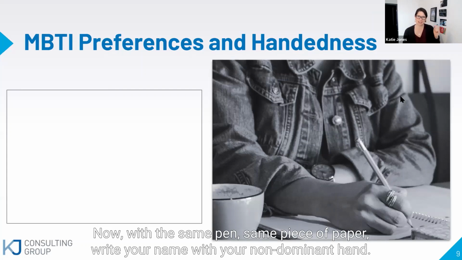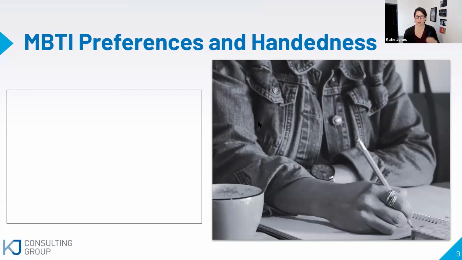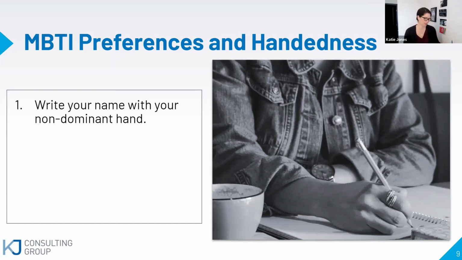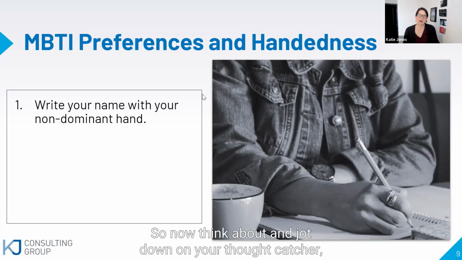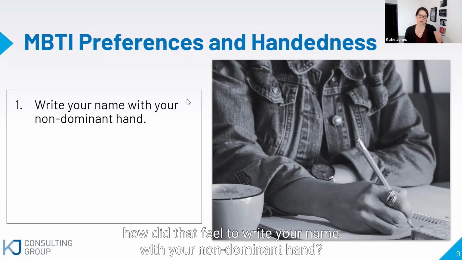Now, same pen, same piece of paper, and write your name with your non-dominant hand. So I'm right-handed, I'm going to write my name with my left hand. Might have taken a little bit longer. So now think about and jot down on your thought catcher, how did that feel to write your name with your non-dominant hand?